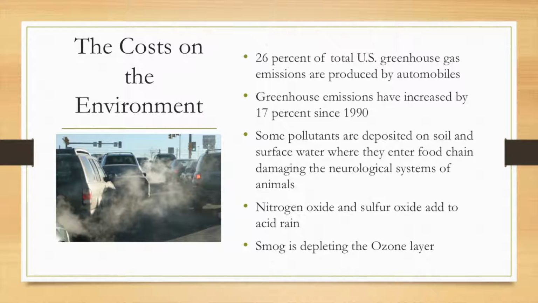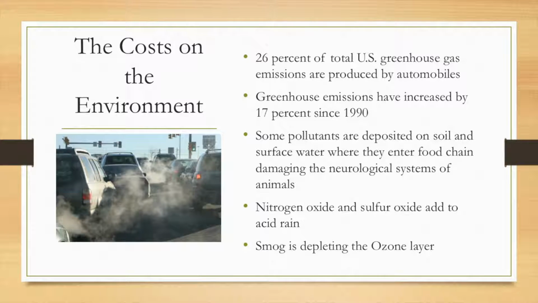Many of these air pollutants and particulate matter that are emitted from cars are deposited on soil and surface waters. These deposits are then entered into the food chain, which can affect the reproductive, respiratory, and neurological systems of animals. In addition, nitrogen oxides and sulfur oxides are major contributors to acid rain, which changes the pH of waterways and soils that can harm organisms that rely on these resources.